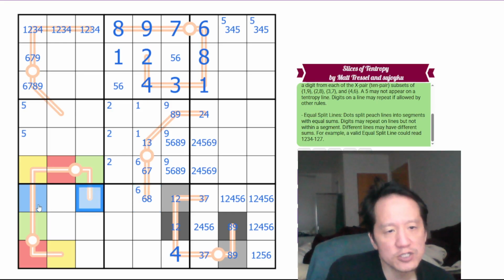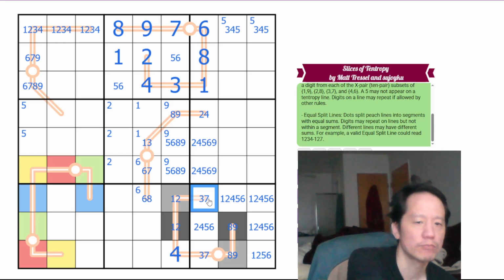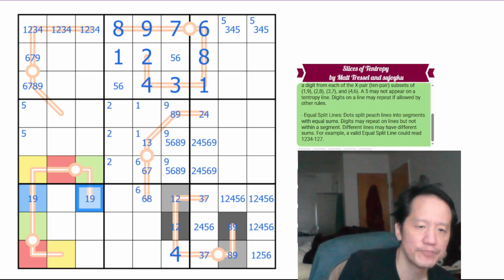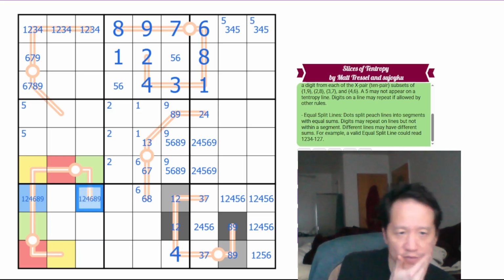Interesting. Okay, so this cannot be the 3, 7 pair because it's seen by the 3 and the 7 here. So this is either 1, 9, 2, 8, 4, 6. We're not sure which. So it could be 1, 9, 2, 8, or 4, 6 here for the blue.